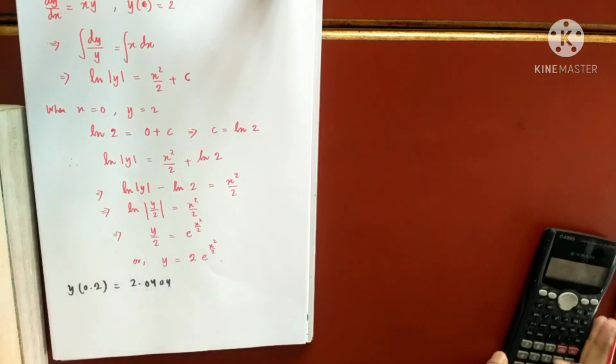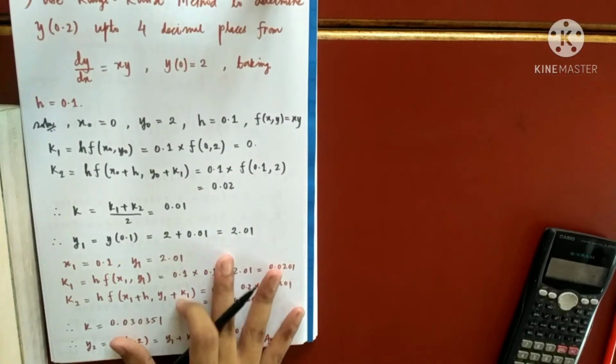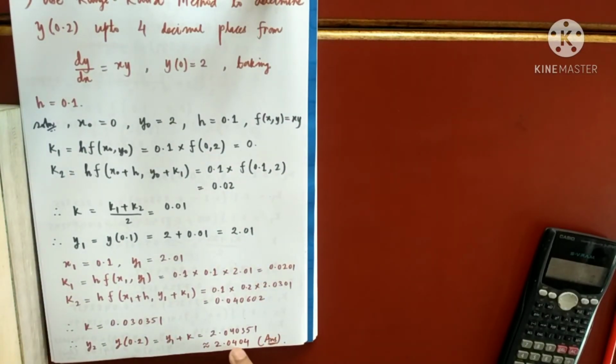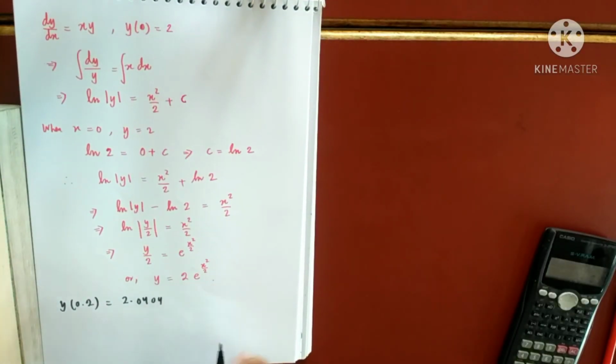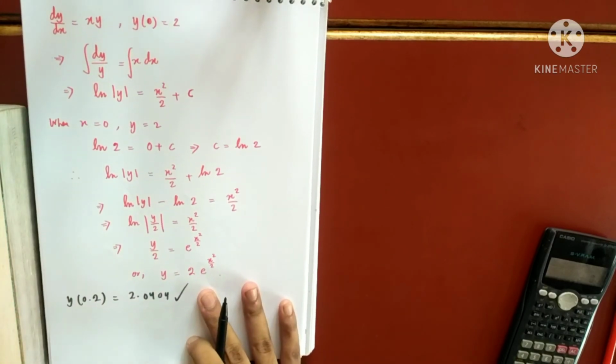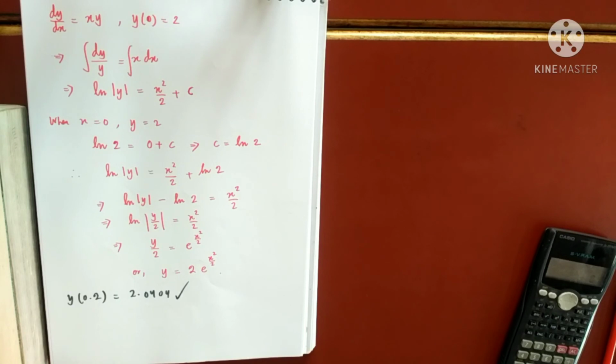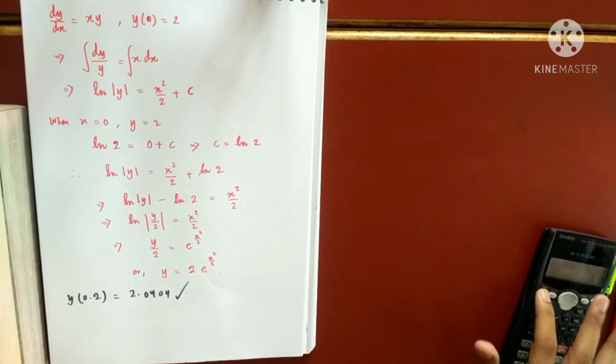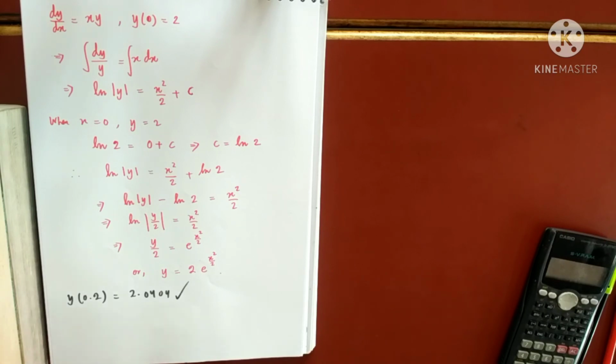If I take up to 4 decimal places, I am getting 2.0404. And what was the answer that the Runge-Kutta method gave us? What did we get? 2.0404. And what are we getting after solving it manually? Exactly the same, correct up to 4 decimal places. So you see how nice this Runge-Kutta method is. It is giving us very precise answers. Am I clear? This is one of the most important methods in this chapter.